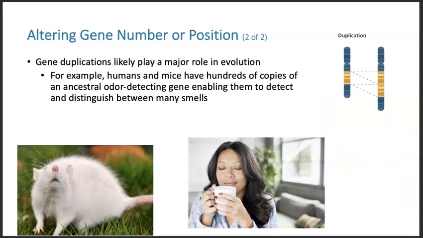One of the things that we know is that there's an interesting gene duplication in the smell or scent organs of mammals. Humans and mice have literally hundreds of copies of this odor detecting gene that enables us to distinguish between many, many different smells. So hundreds of copies of a gene, hundreds of duplications. Each version of that allows us to detect different scents, and that's been an evolutionary advantage for the mammals.